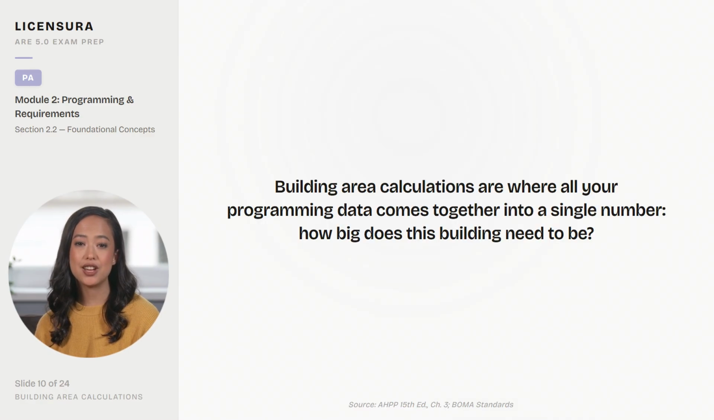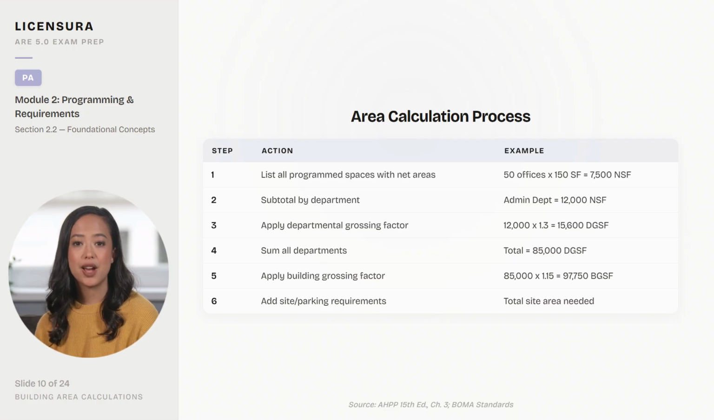Building area calculations are where all your programming data comes together into a single number. How big does this building need to be? Getting this wrong means either a building that cannot house the program or a budget that cannot build the building. The area calculation process on screen shows the 6 steps from individual room areas to total building size. You start by listing all program spaces with their net areas, then subtotal by department.